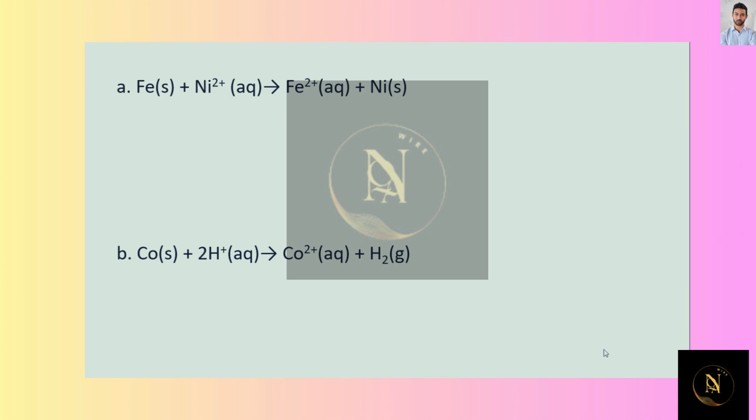The first equation we're going to use is E cell naught, which is equal to the potential for the reduction minus the potential for the oxidation. That gives us E cell. Then we need to find delta G. So delta G naught is equal to negative nF, where F is Faraday's constant, times E cell.